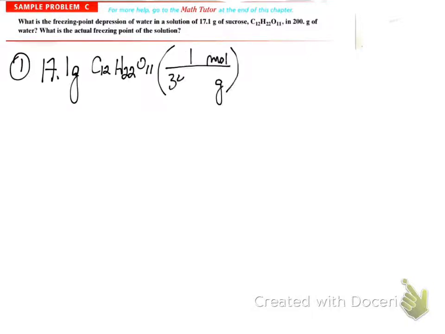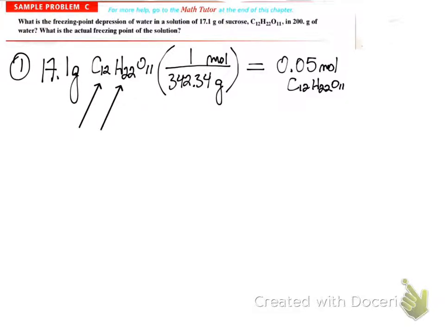The first step, we've got to convert from grams of the sucrose given, 17.1 grams, to the number of moles contained in that mass, using the molar mass of sucrose, which we can compute using the periodic table. So we see that we have 12 moles of carbon, each weighing 12, 22 moles of hydrogen, each weighing 1, and 11 moles of oxygen, each weighing 16. Multiply all that together, add it all up, you get 342.34. So when we divide 17.1 grams by 342.34, you come out with 0.05 moles of C12H22O11.